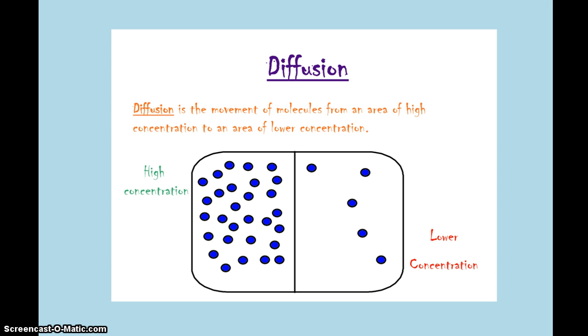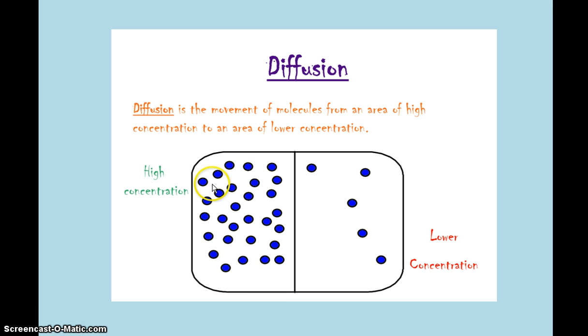So once again, I'll ask that same question: what is diffusion? Well, diffusion is the movement of molecules from an area of higher concentration to an area of lower concentration. So basically that means that molecules will go from a place where there's a lot of them to a place where there's not so many.